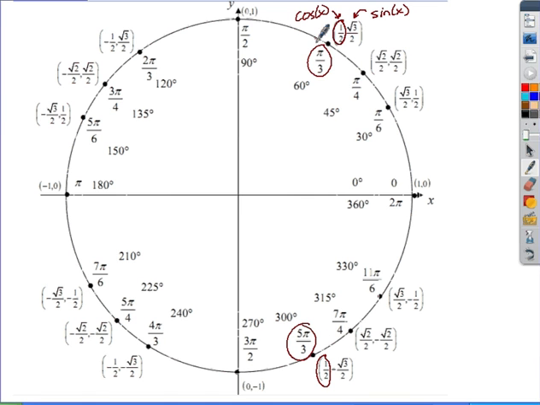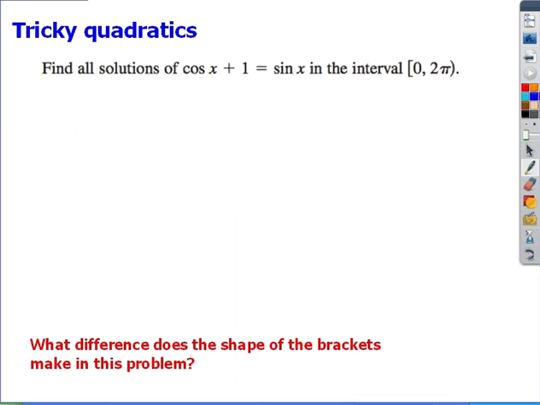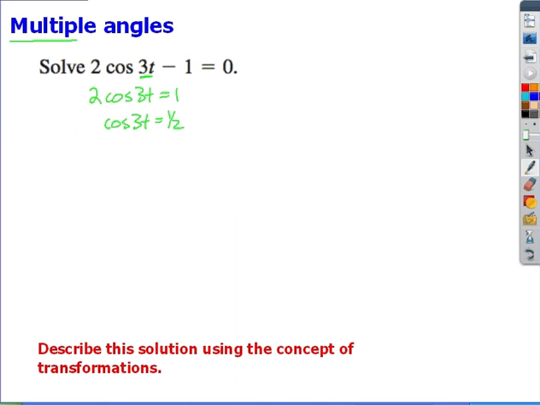Okay, no problem. So let's go back to our problem. What we found is that 3t is equal to pi on 3, or 3t is equal to 5 pi on 3. That's what the unit circle told us.